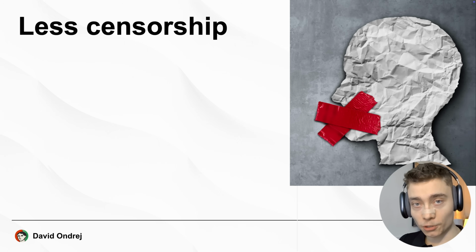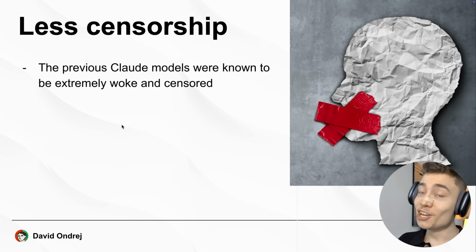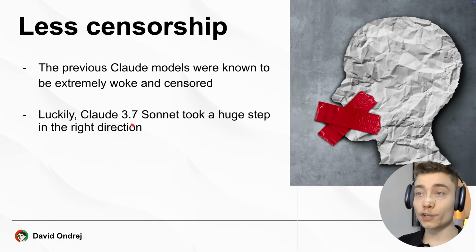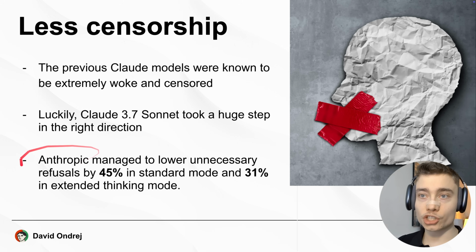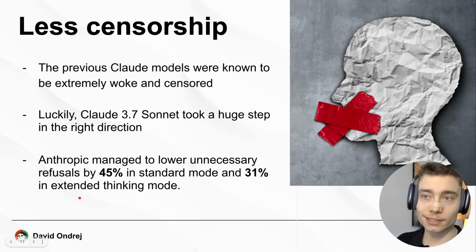Another great thing about this model is that it's less censored. The previous Claude models were known to be extremely woke. I mean, I'm talking San Francisco levels woke. Luckily, Claude 3.7 took a huge step in the right direction. Anthropic, which is the company behind the model, managed to lower unnecessary refusals by 45% in the standard mode and by 31% in the extended thinking mode. This is basically the reasoning mode.